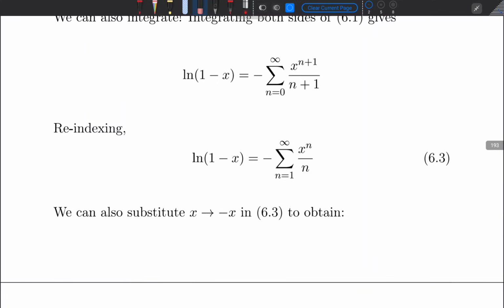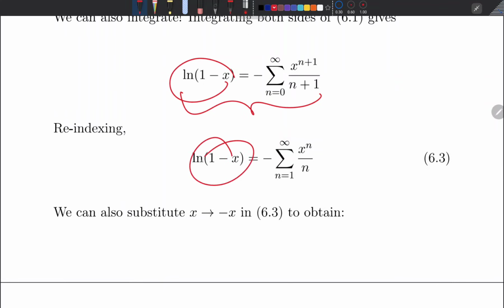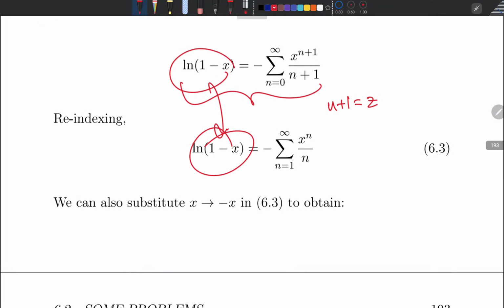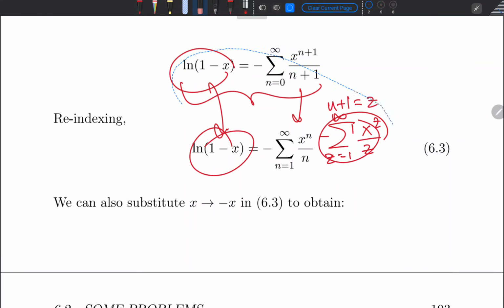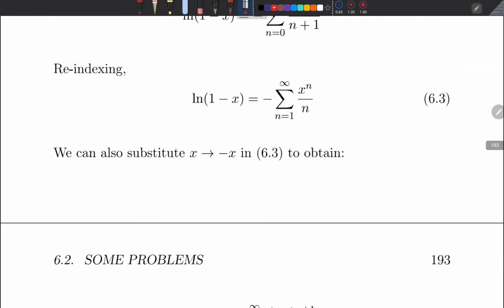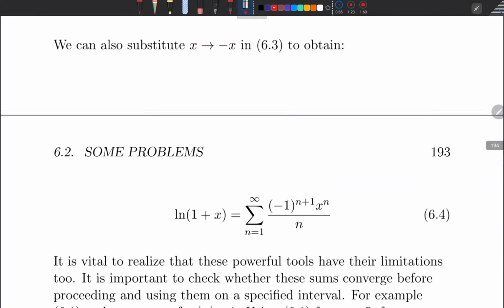And actually, to reach up to here, what we can do is let n plus 1 equal z. So when n is 0, z is 1, so the sum begins from 1. So z goes from 1 to infinity, and when n is infinity, z is also infinity. It doesn't bother us, so it's x to the z over z. That's how it works; it's just a change of variable.